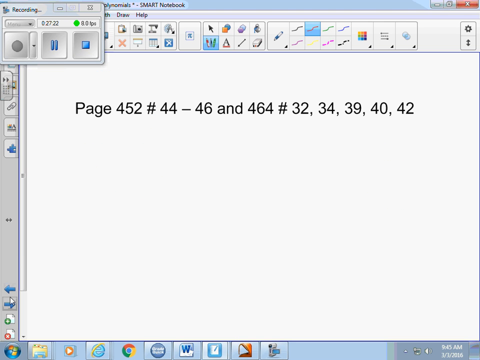Alright, this is your homework. Page 452, numbers 44 through 46. There's 3 problems there. And then 464, 32, 34, 39, 40, and 42. So you got under 10 problems. Of course, there are going to be some A, B's, and C's in there. So, any questions? This is your homework for tonight. And then there is a quiz tomorrow.